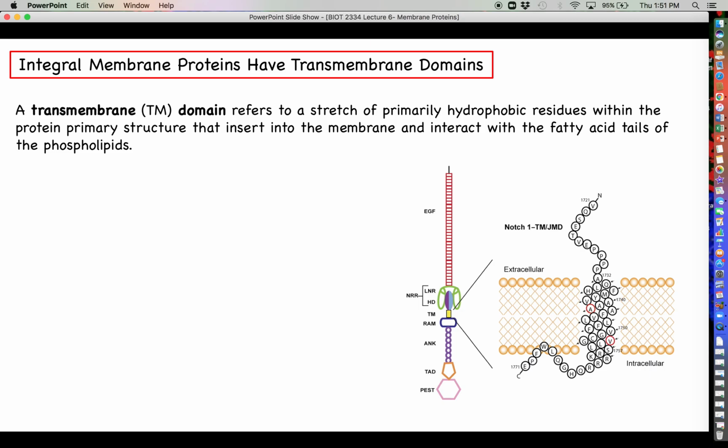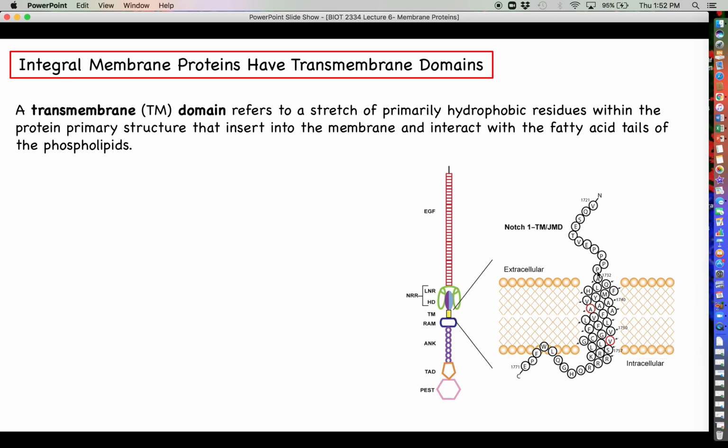So let's focus on integral membrane proteins for now. What sets them all apart is their ability to be anchored in the cell membrane through what are called transmembrane domains. A TM domain refers to a stretch of amino acid residues, most of which are going to be hydrophobic. And what's going to happen is that this transmembrane domain will insert itself into the phospholipid bilayer such that these hydrophobic side chains are capable of interacting with the fatty acid tails of the phospholipid bilayer.